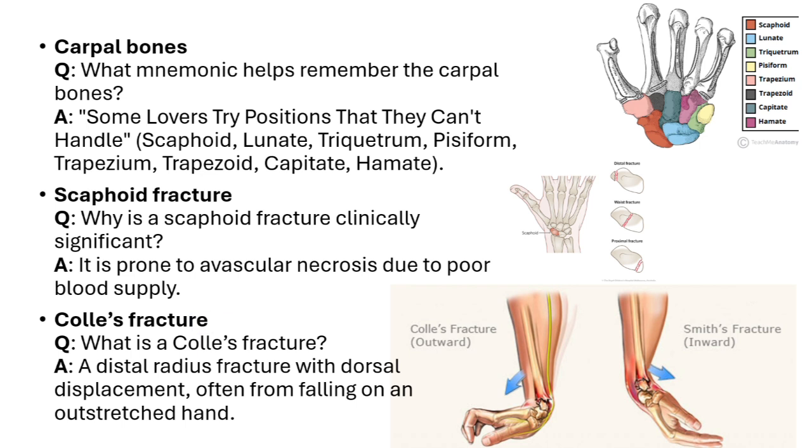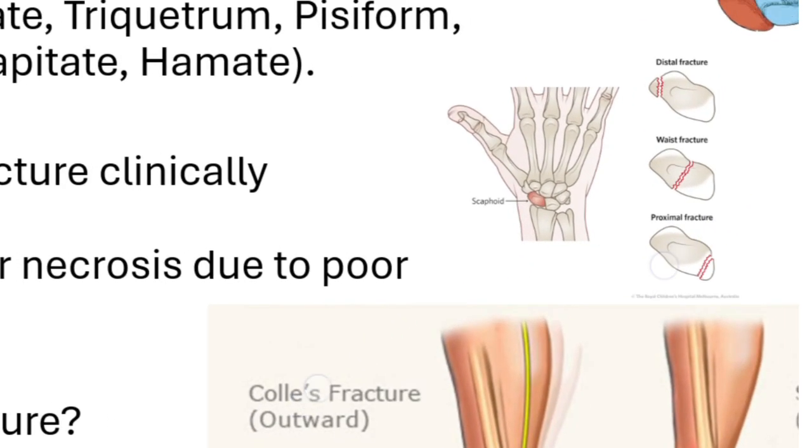So there's a mnemonic to remember the carpal bones. Some lovers try positions that they cannot handle. A total of 8 bones which consist of scaphoid, lunate, triquetrum, pisiform, trapezium, trapezoid, capitate and hamate. So why is scaphoid fracture clinically significant? It is prone to avascular necrosis due to poor blood supply.